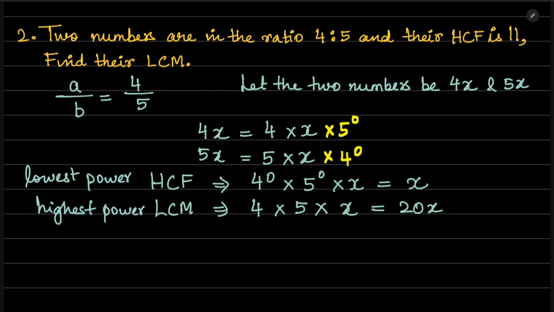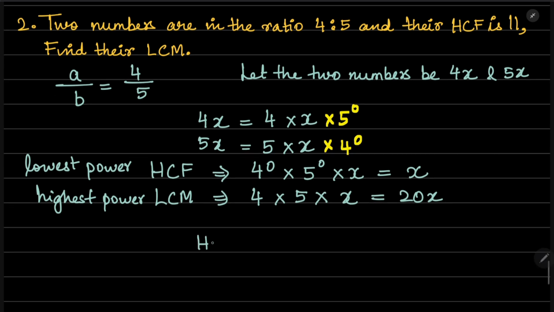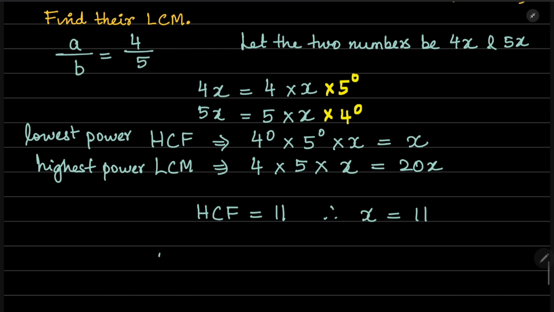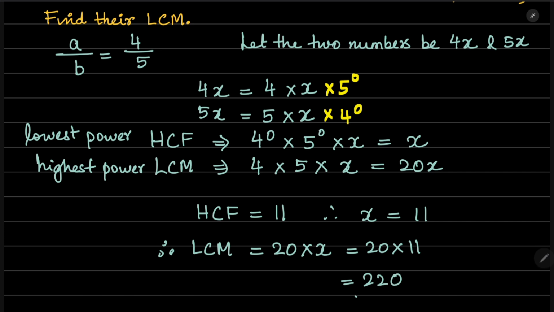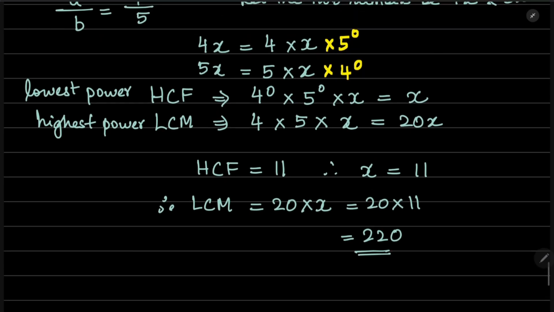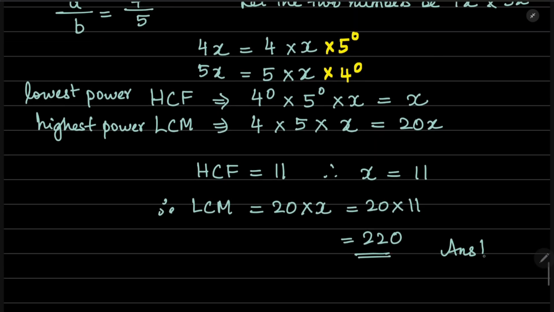You're already given the HCF. HCF is 11, right? You are already given that the HCF is equal to 11. So therefore, x is nothing but your 11. And then you can easily find out the LCM. LCM will be equal to 20 multiplied by x, right? So 20 multiplied by 11. So 11 into 2 is 22, add a 0. So this is your final answer.